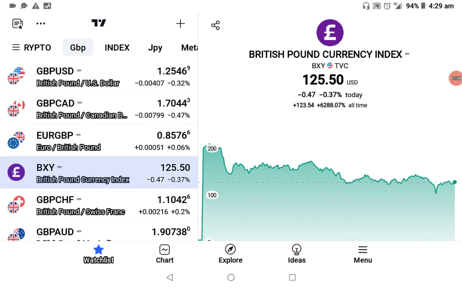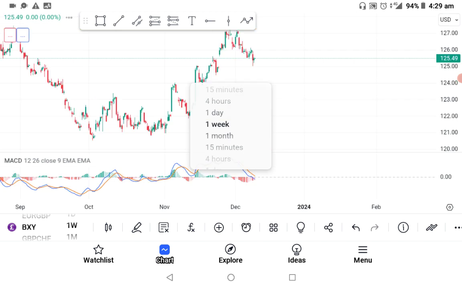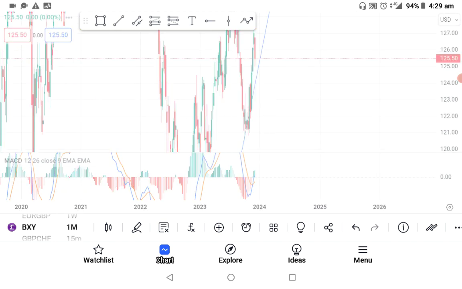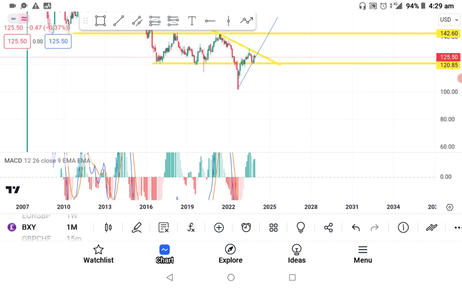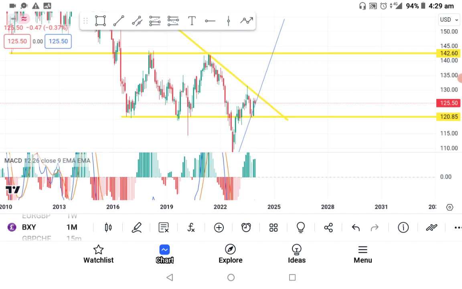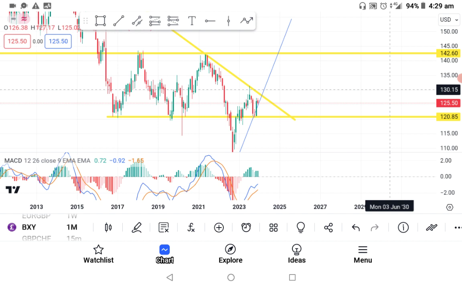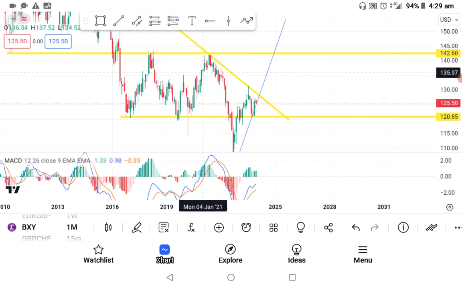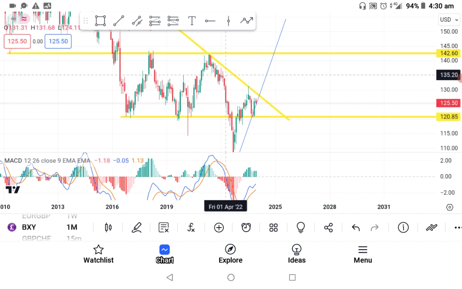Now we start with the British pound currency index to know what's actually in the overall market. So monthly time frame at first. On the monthly time frame, we can see it's on an uptrend. It broke above this support line now. It's on an uptrend. It's been on a downtrend for some while now. It's an uptrend. So we're looking to buy.